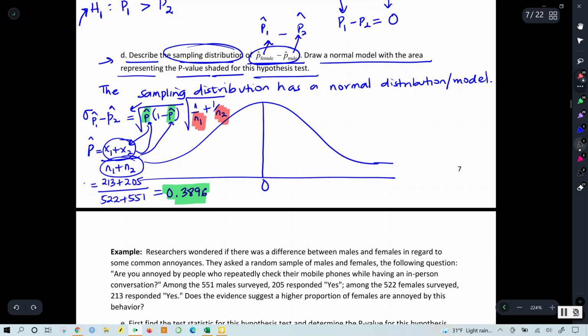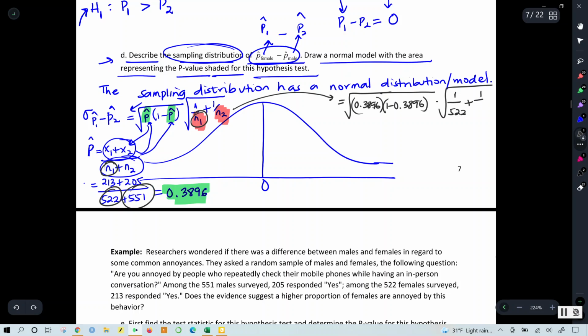So I'm ready to get the standard deviation. So I'm going to pull this over here. This is equal to the square root of 0.3896 times 1 minus 0.3896, multiplied separately by 1 over n1. n1, we saw earlier, is 522, and 1 over n2, which is 551.